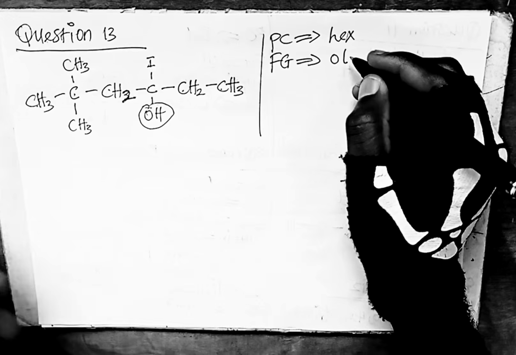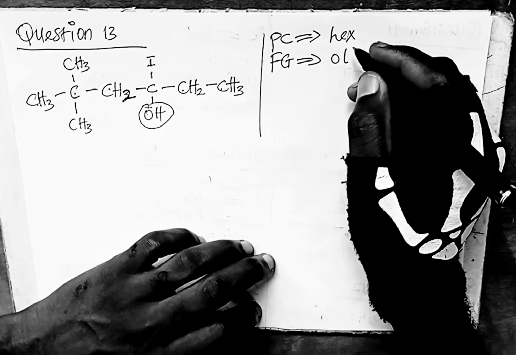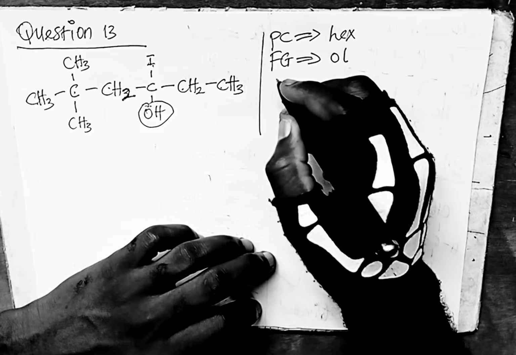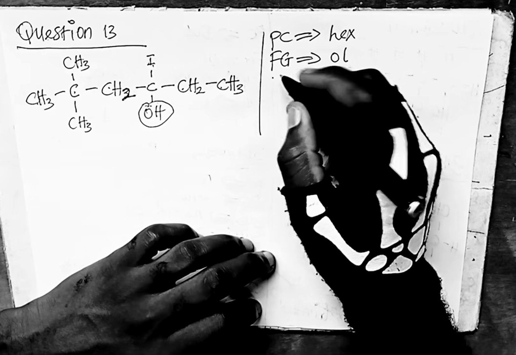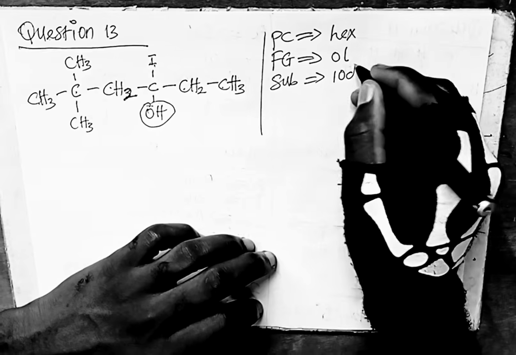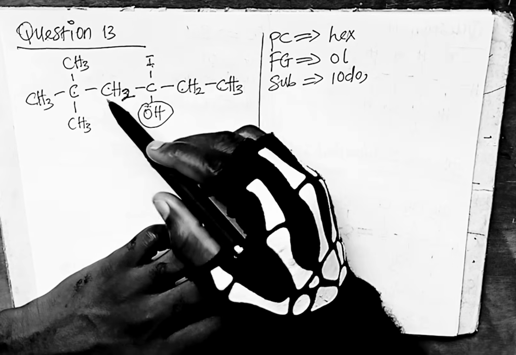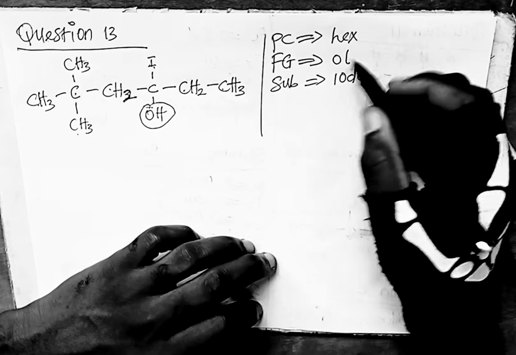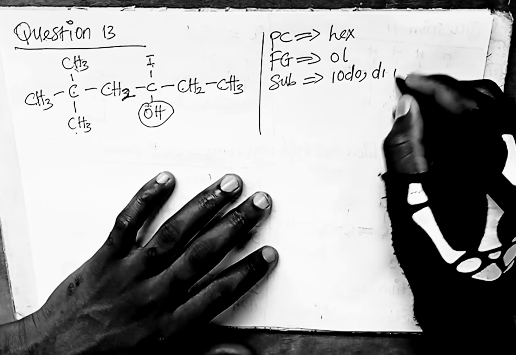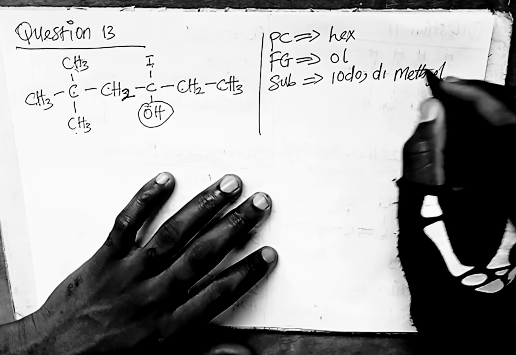All. Okay. And what next? Do we have any substituents? Yes, we have substituents. The first substituent here is iodine. Okay. Which is what? Iodine. See? We call it iodo. Sub. We have iodo. And we also have what? We have methyl. Okay. Dimethyl. We have dimethyl. That's since it's 2 methyl, we have dimethyl. Let me just be doing everything fast.